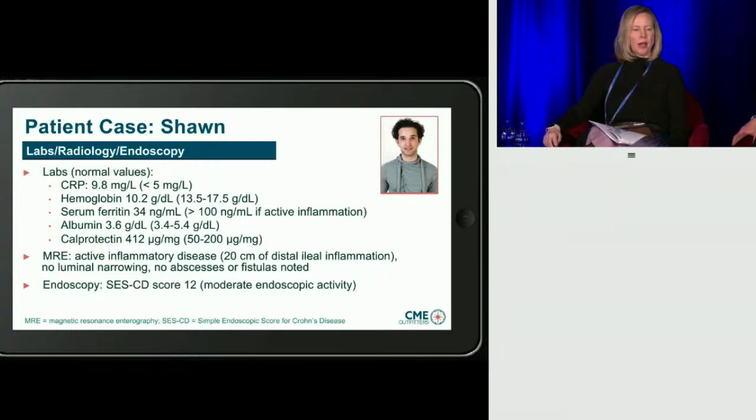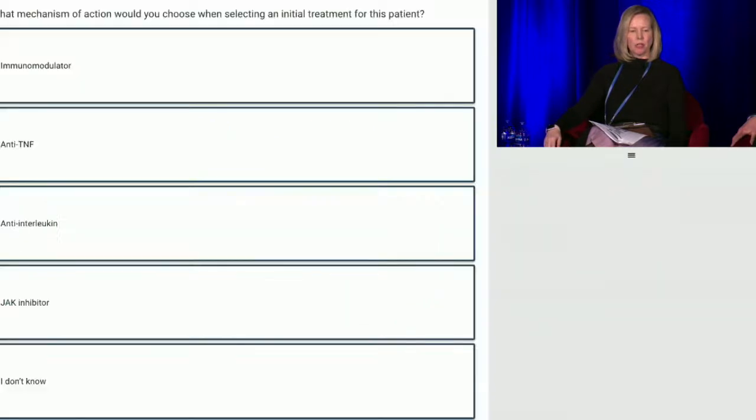So Sean's labs: his CRP is elevated at 9.8. His hemoglobin is low at 10.2. His ferritin is low as well. His albumin is still within normal limits, and his fecal calprotectin is elevated at 412. His MRE shows active inflammation of the distal 20 centimeters of the distal ileum, no luminal narrowing, and thankfully no abscesses or fistulas are noted. His SES-CD score is 12, which indicates moderate endoscopic activity.